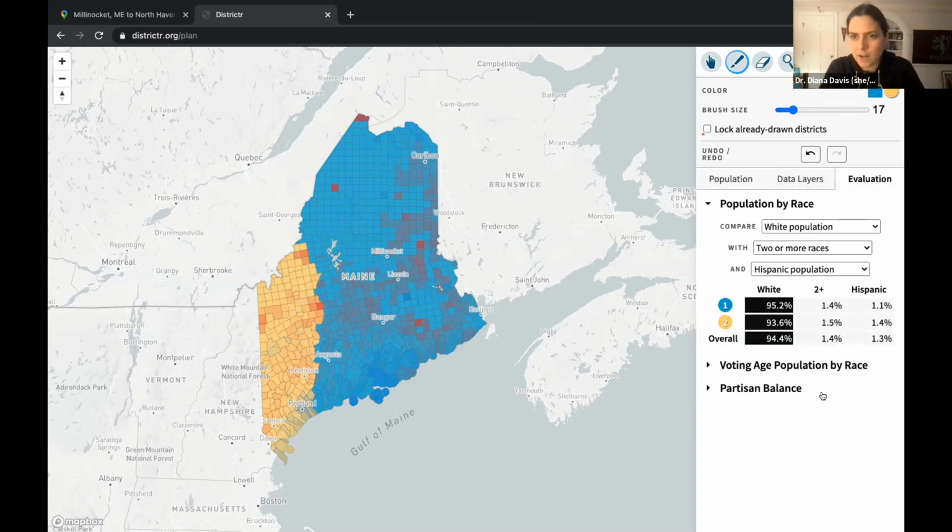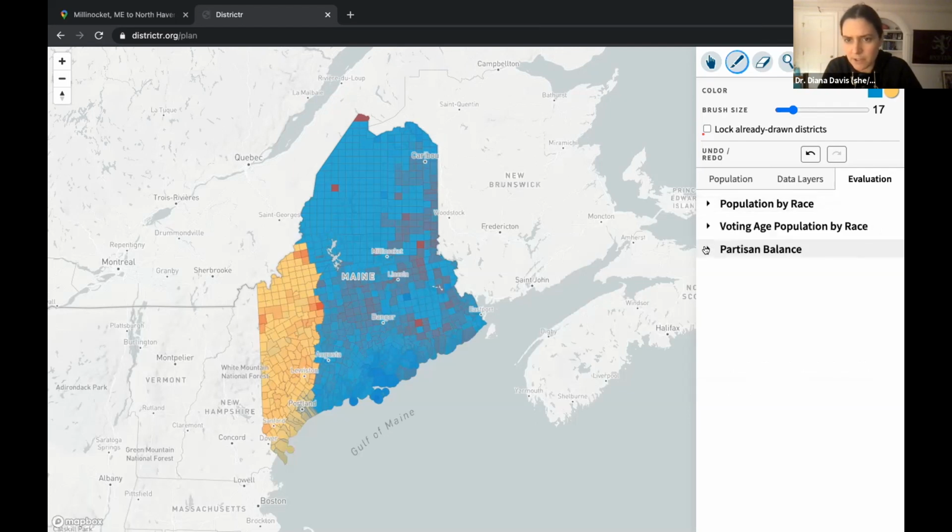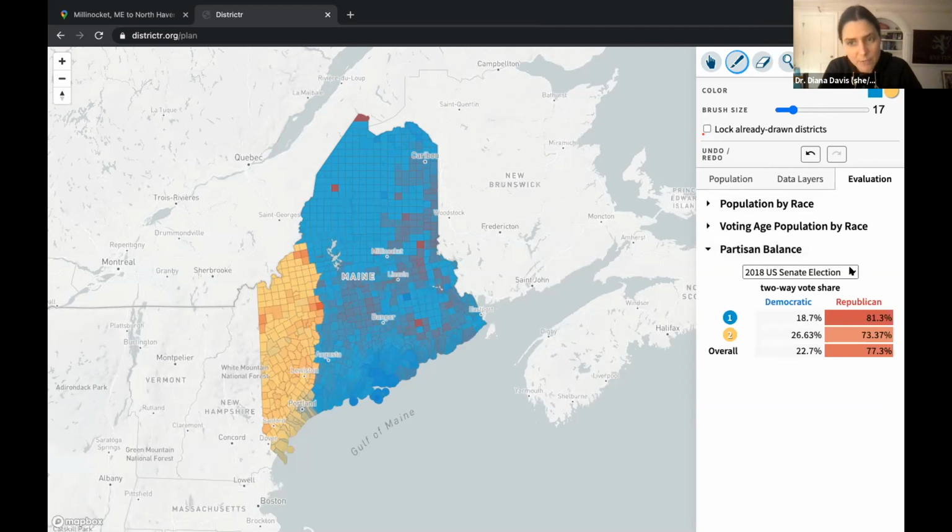Now what we want to know is, suppose this was the enacted districting plan in Maine, how would it shake out? One thing you can do is look at the racial makeup of it. Honestly, for Maine, this racial makeup is not too interesting. It's pretty consistent across the state, 95% white. But you can look at something like partisan balance. And you can see that for the US Senate election in 2018, everybody voted for Susan Collins. So this is not a very interesting election.